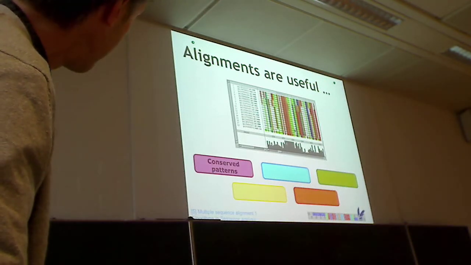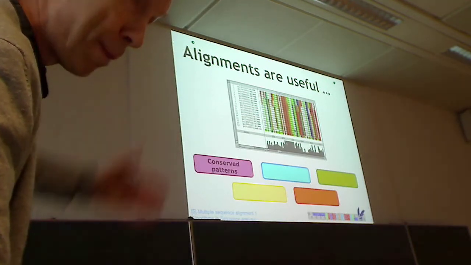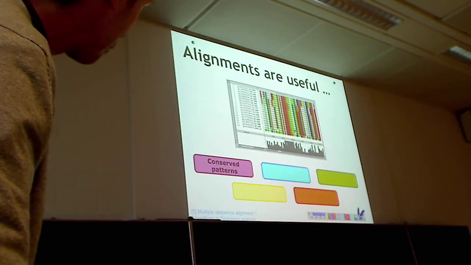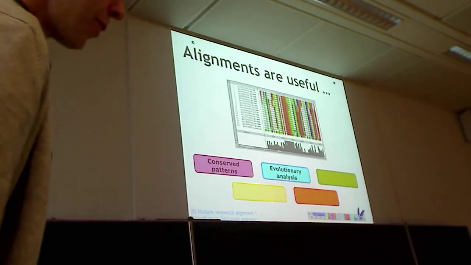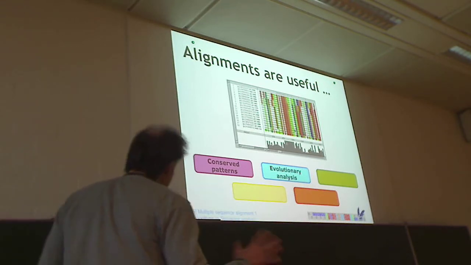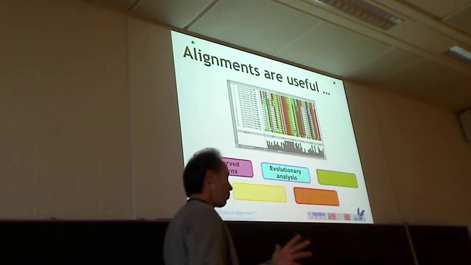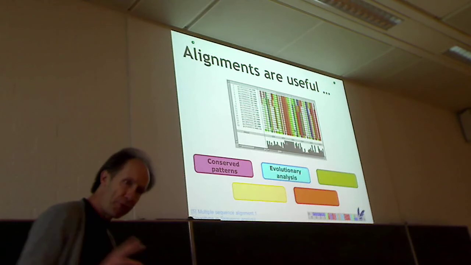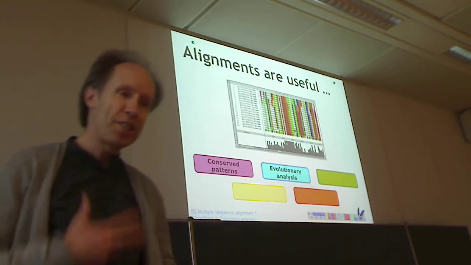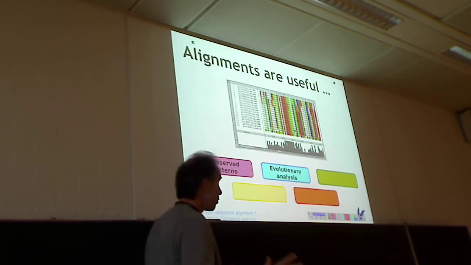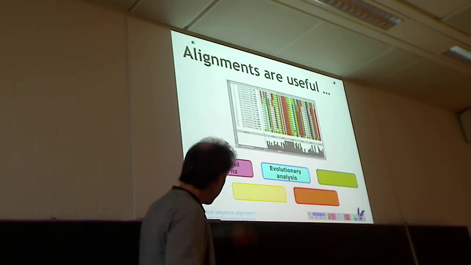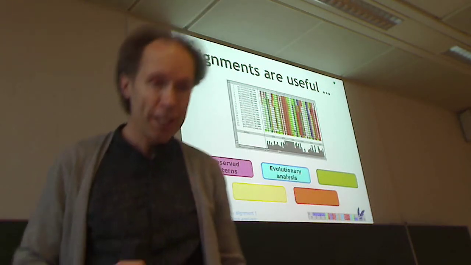Well, first of all, you can look at conserved patterns. What is important is conserved throughout evolution. So you can do evolution analysis. We'll do at least 1 lecture, if not 1.5 or 2 lectures on phylogeny, where trees are the normal way to express, to show evolutionary relationships, and input there as well is normally a multiple alignment.